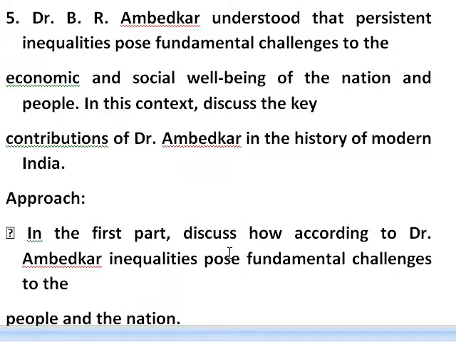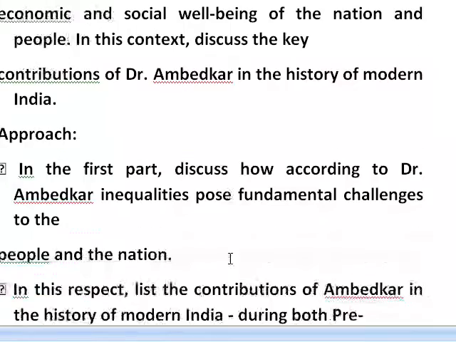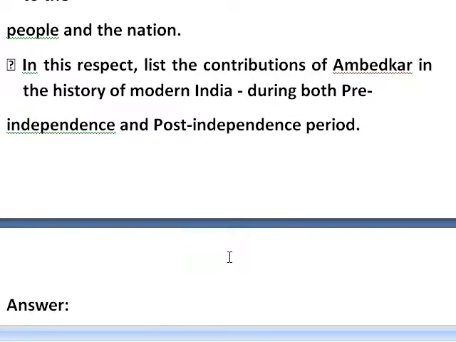Next, Dr. B.R. Ambedkar understood that persistent inequalities pose fundamental challenges to the economic and social well-being of the nation and people. In this context, discuss the key contribution of Dr. Ambedkar in the history of modern India. In the first part, discuss how, according to Dr. Ambedkar, inequalities pose fundamental challenges to the people and the nation. In the second part, list the contributions of Ambedkar in the history of modern India during both the pre-independence and post-independence period.